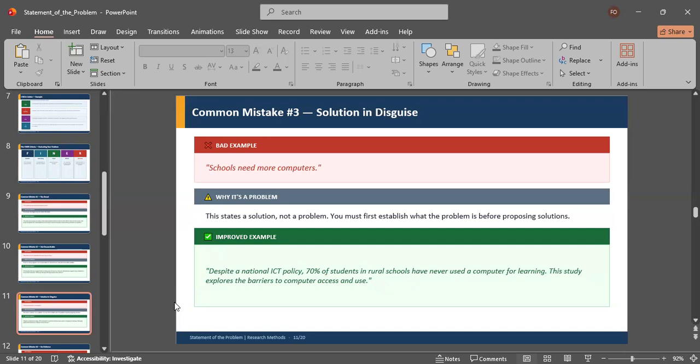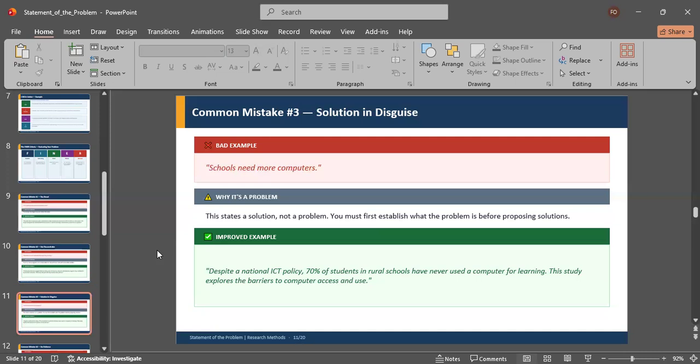It should be a statement of the problem, not a statement of solution. Look at the example here: "School needs more computers." This one is not a problem, it's a solution. This states a solution, not a problem. You must first establish what the problem is before proposing solutions. At least tell us the problem first before telling us the solution. Problem comes before solution.